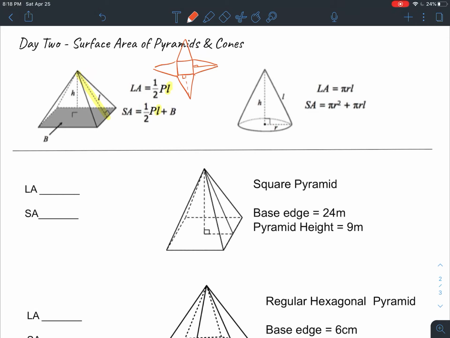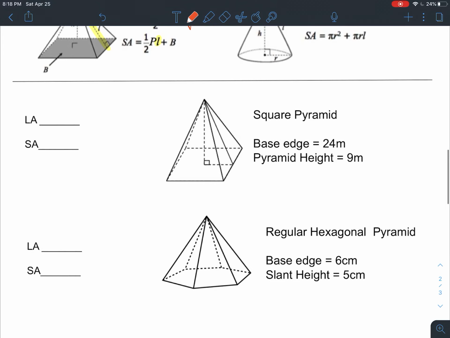Right there. And for our cone, pi r squared plus pi r L. And it is essentially that same thing, 1/2 PL plus B. That formula is interchangeable for both of those. This is just an expanded form with the pi and the radius included.